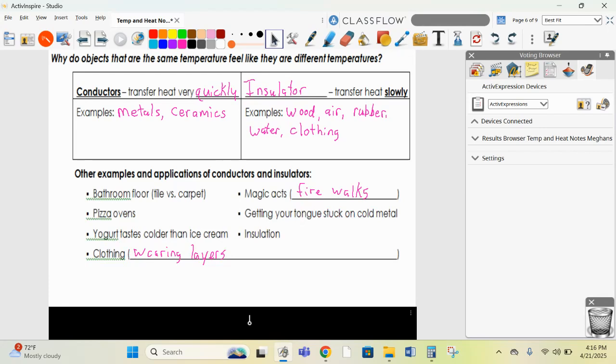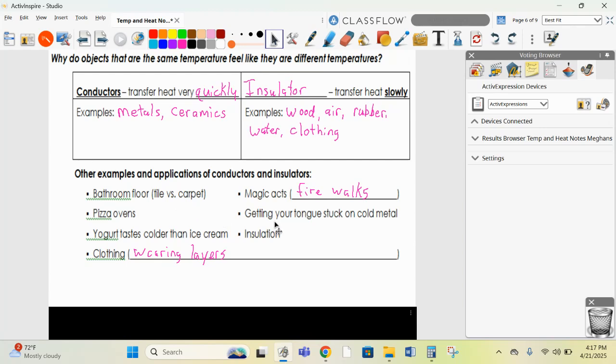Different applications of conductors and insulators. Walking down the hallway to your bathroom, you go from carpet to tile. It feels like there's a big difference, but it's in your house. It's the same temperature, but the heat's going to leave your foot faster whenever you're on the tile than whenever you're on the carpet. Pizza ovens are designed so that they allow heat to transfer quickly into the crust. If you go to a store for some frozen yogurt, why that ends up feeling a little bit colder than ice cream is because yogurt is a better conductor than ice cream. Clothing, having more layers on, creates different air pockets, which ends up allowing for more insulation.